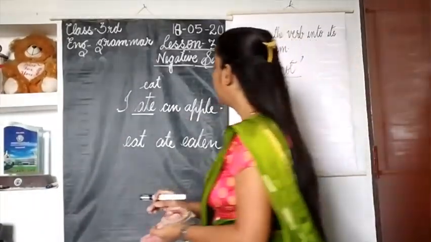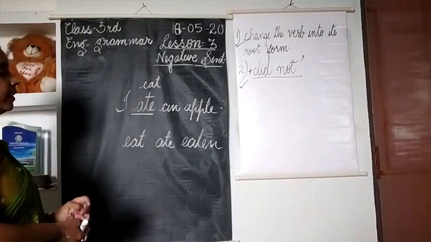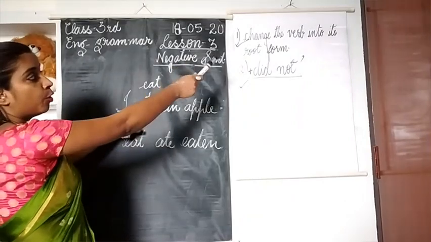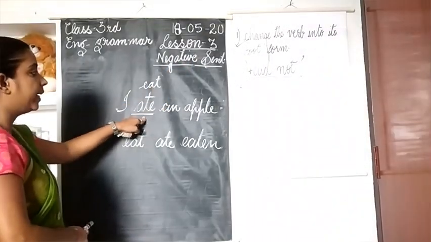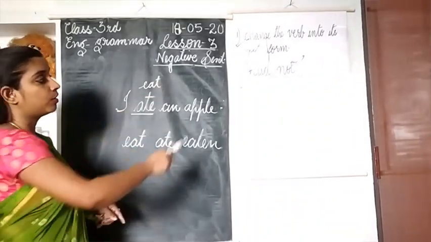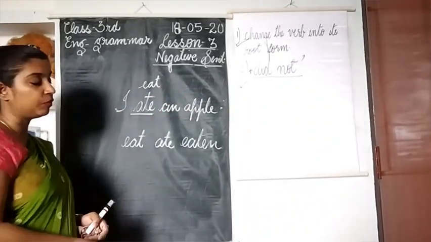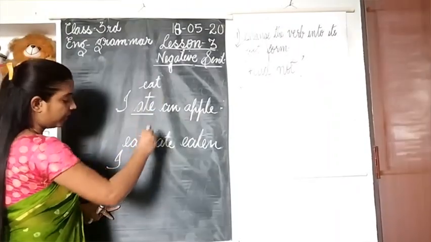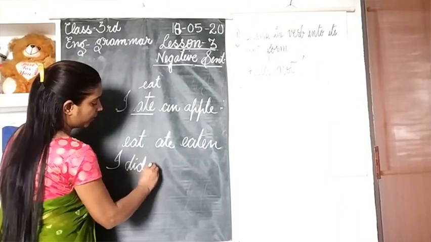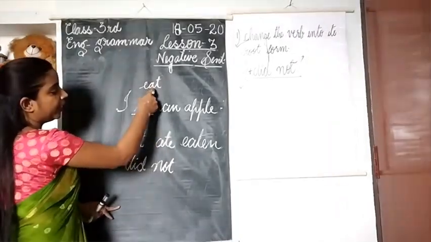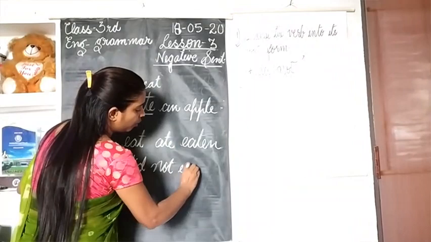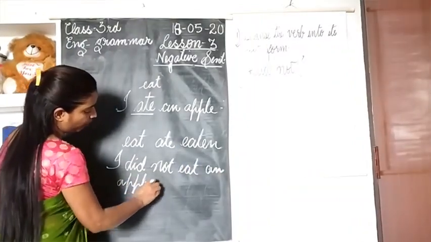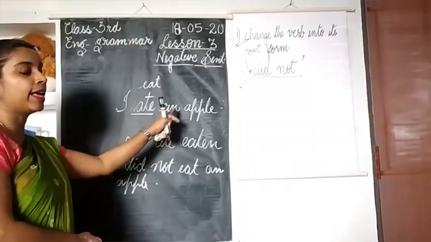Okay, so here I have given you one example. I ate an apple. Okay, in this, second form of verb is used. So by following the first step, I have changed this ate into eat. Now, second step is add did not after the subject. What is the subject here? I. So we will add did not after the subject I, and then eat an apple. I did not eat an apple. So this is the negative of the sentence I ate an apple.